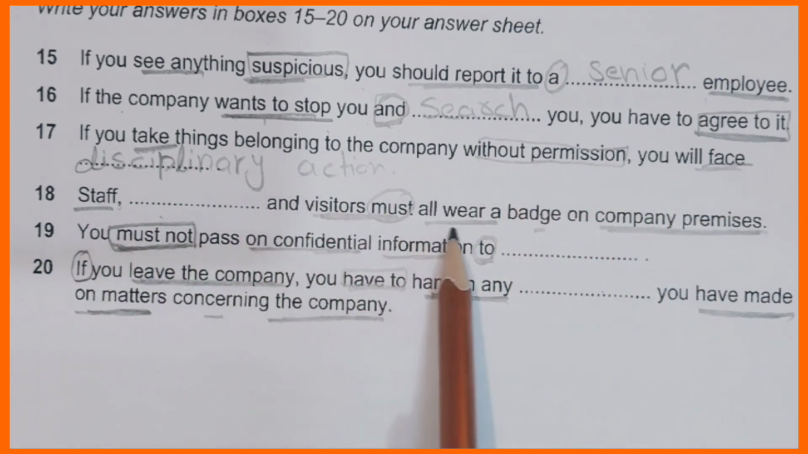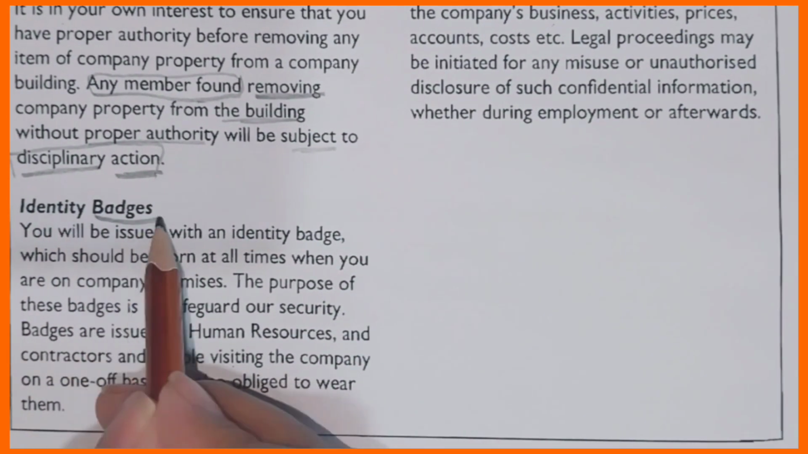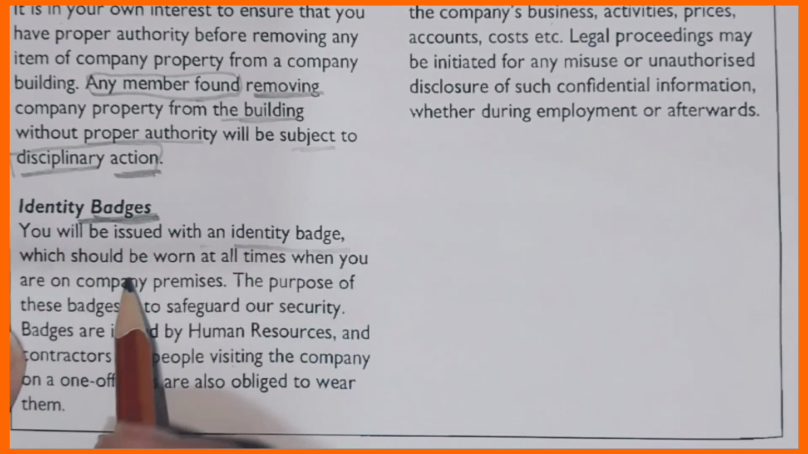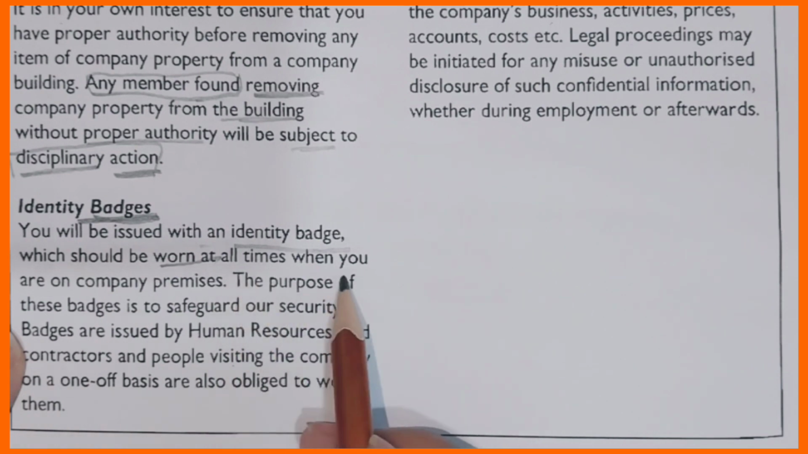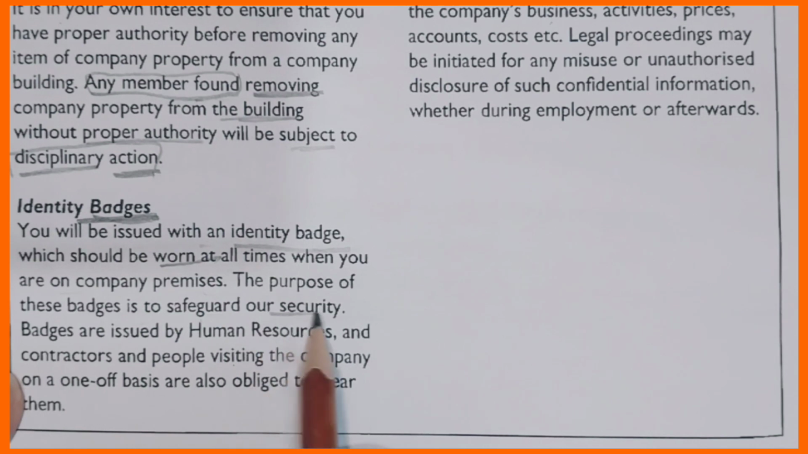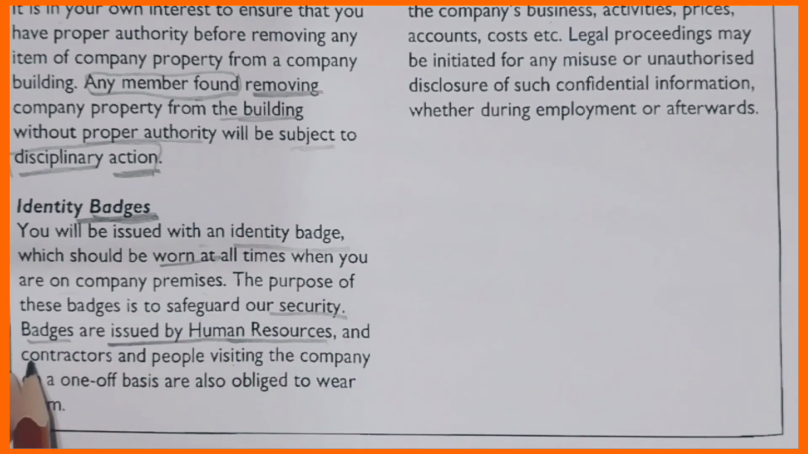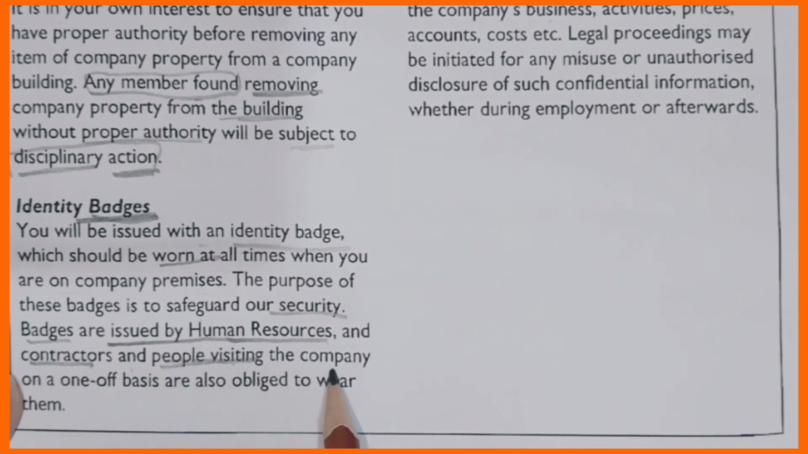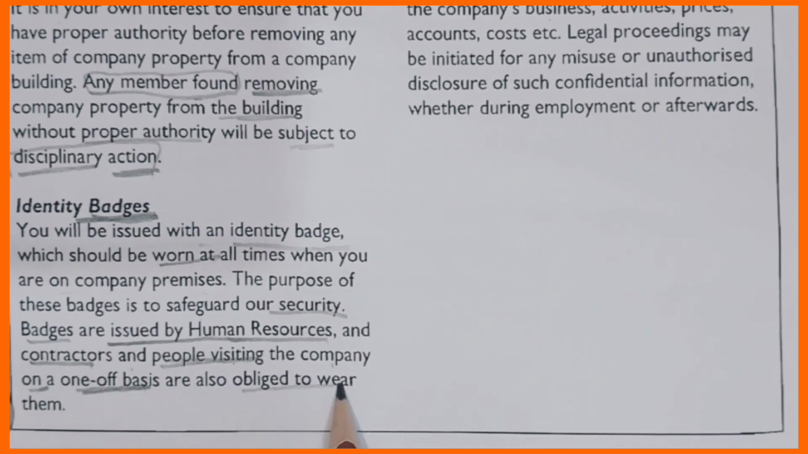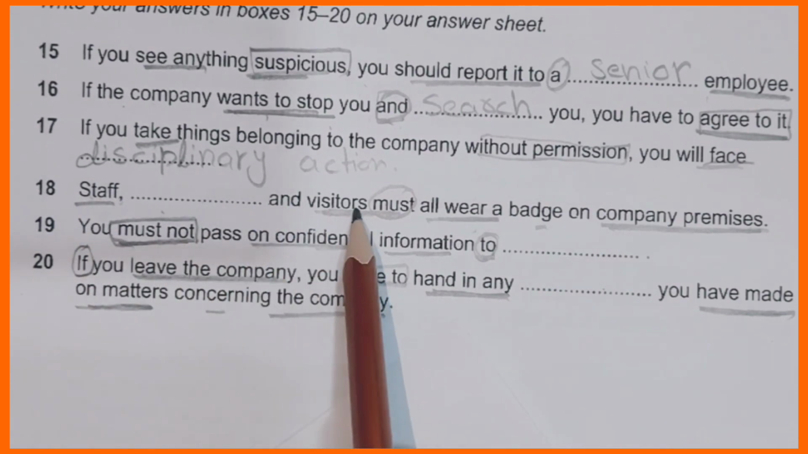Staff dash and visitors must wear a badge on company premises. Identity badges. So immediately we will go to this passage. You will be issued with an identity badge which should be worn at all times when you are on company premises. The purpose of these badges is to safeguard our security. Badges are issued by human resources, and contractors and people visiting the company on a one-off basis are also obliged to wear them. So staff dash and visitors.